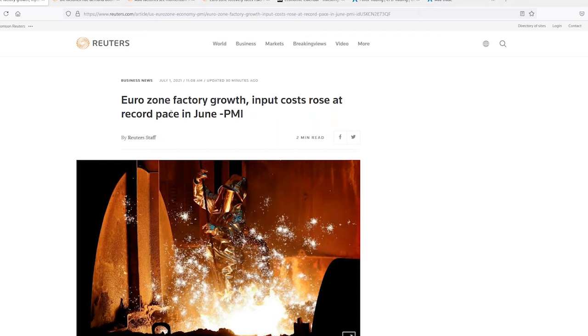The first headline, Eurozone factory growth input cost rose at record pace in June. Okay, we're just now getting into July, and it looks like June was like a record growth month for factories. That sounds on the surface to be very good news. Wow, factory growth is up at record level pace. And so that means the economies are opening up, they're coming out of the shutdowns, etc.